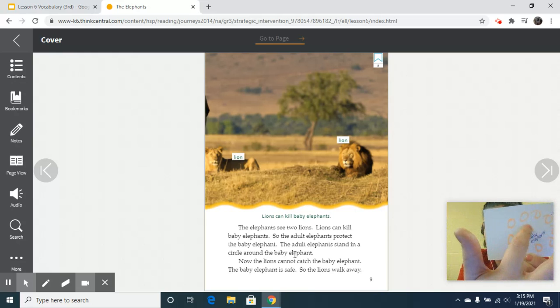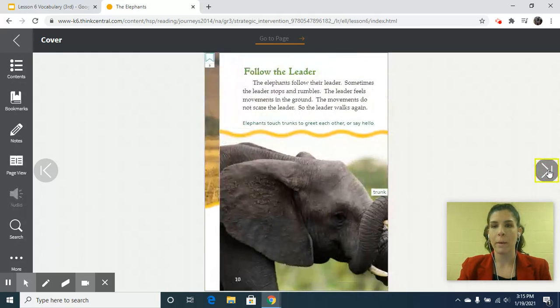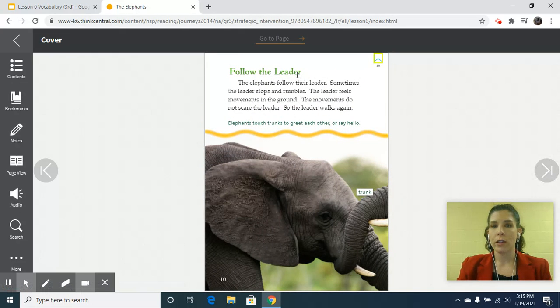And here's the baby elephant in the middle where I have it labeled. So now the lions cannot catch the baby elephant. The baby elephant is safe. So the lions walk away. Yes. Bye-bye, lions. Now they're safe. Good. Glad to hear that. Makes me happy.